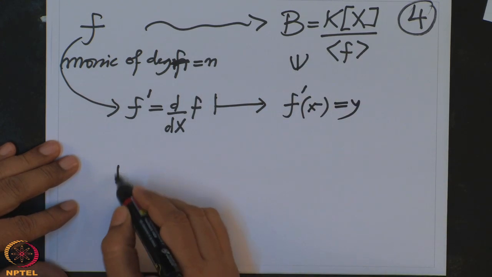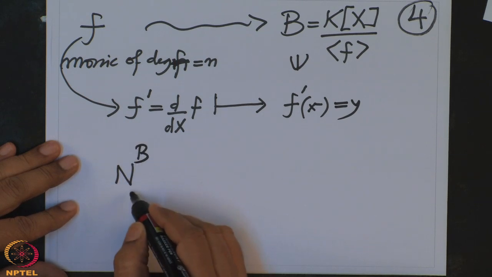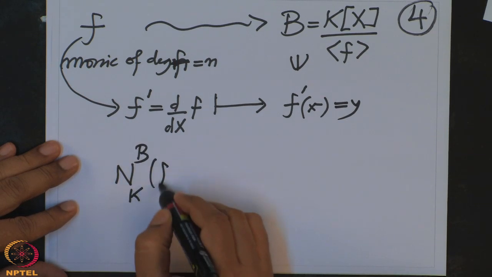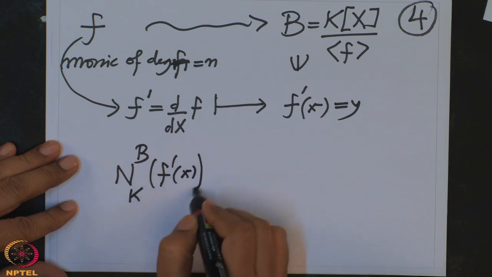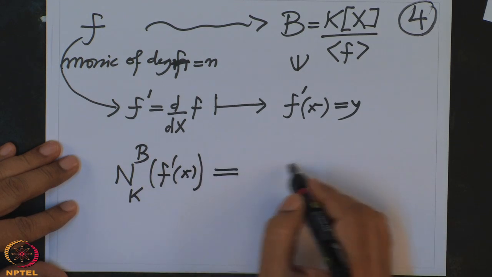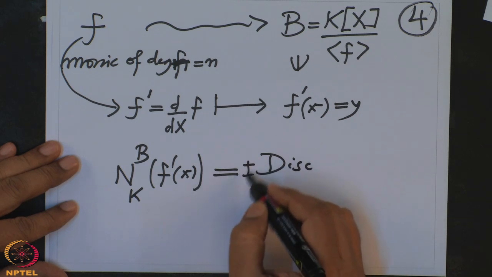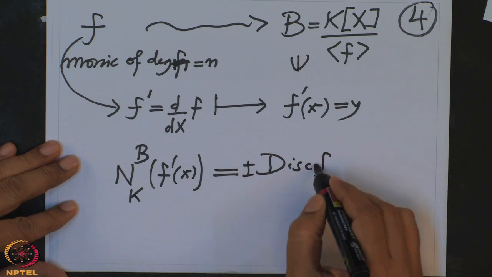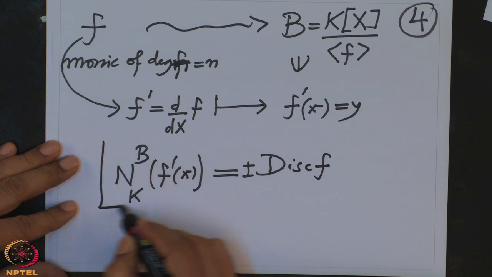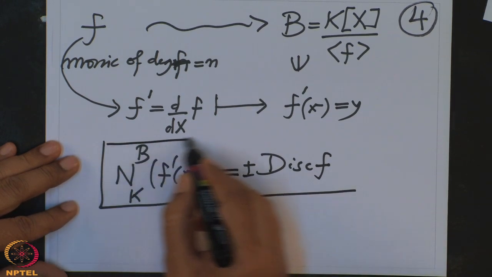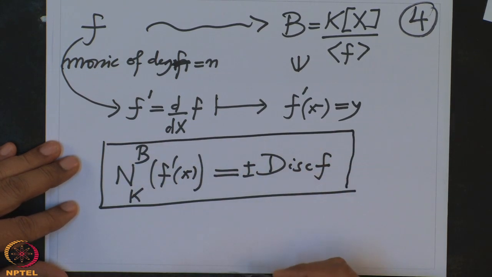And compute the norm of f'(x). And this is nothing but the discriminant, or maybe I have to see the sign, plus or minus. So this is the discriminant of f. This is a nice formula. This is how we compute.